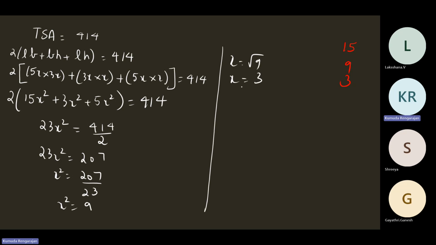So the length L is equal to 5x. 5 into 3, 15 centimeters. B is equal to 3x. 3 into 3, 9 centimeters. And H is x only. That is 3 centimeters.